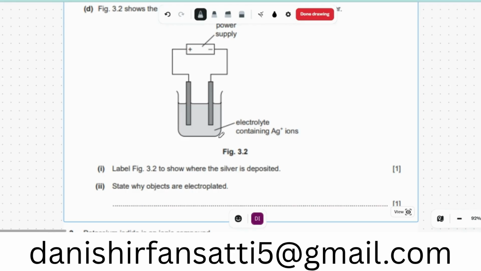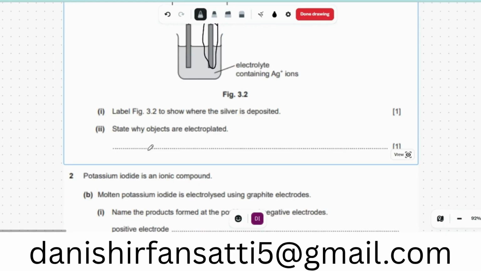Silver will go on the negative electrode. So negative is here, so silver will be deposited over here. State why objects are electroplated. So the answer is, for different reasons: to improve the appearance of any substance, for coating, for example silver coating or gold coating, and to improve resistance to corrosion, any of these points.